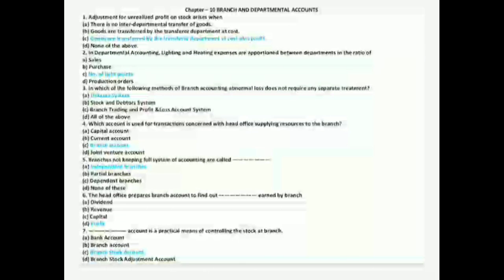Now question, chapter 8, branch and departmental accounts. Adjustment of unrealized profit on stock arises when there is no inter-department transfer, goods are transferred by the transfer department at cost, none of the above. And C is goods are transferred by the transfer department at cost plus profit. So well, option C will be the correct answer. Adjustment of unrealized profit on the stock arises when goods are transferred by the transfer department at cost plus profit.